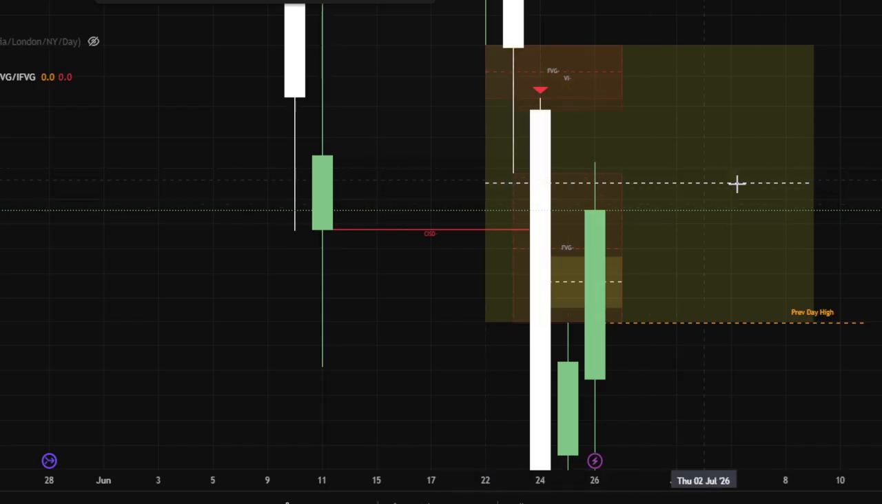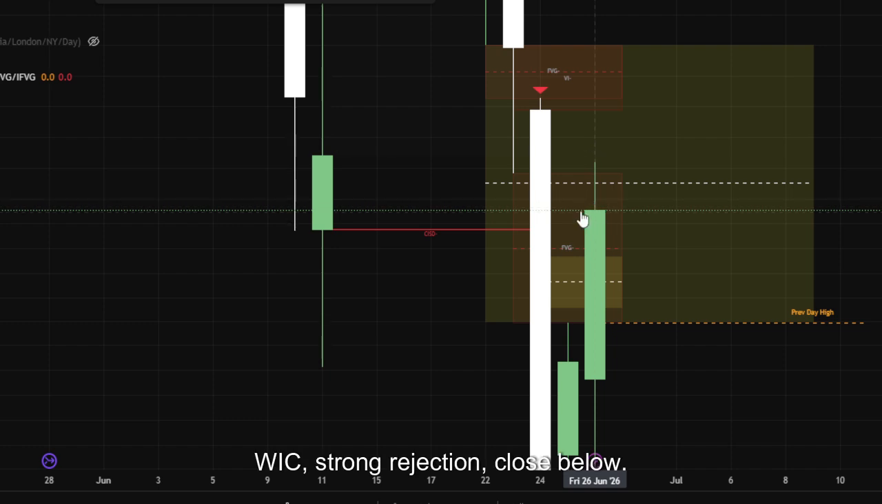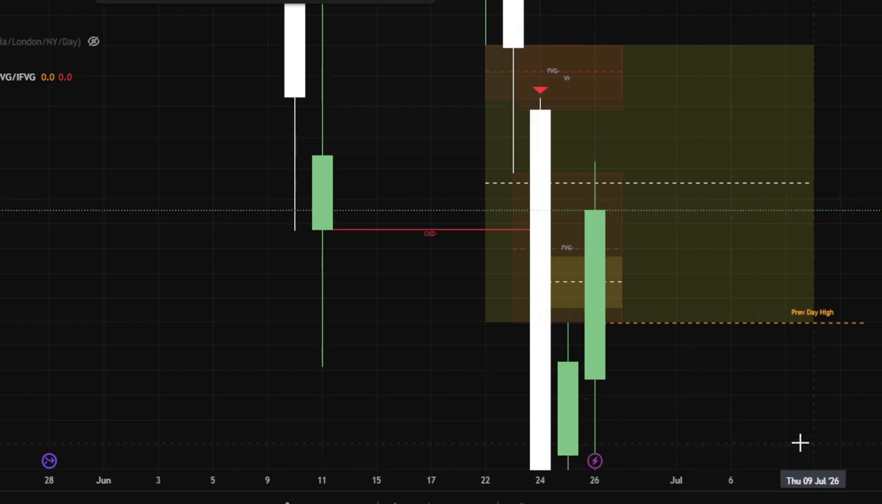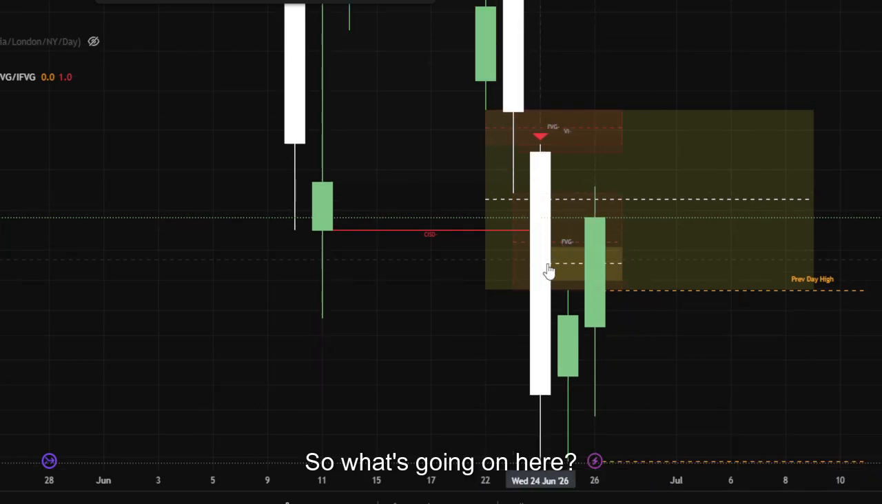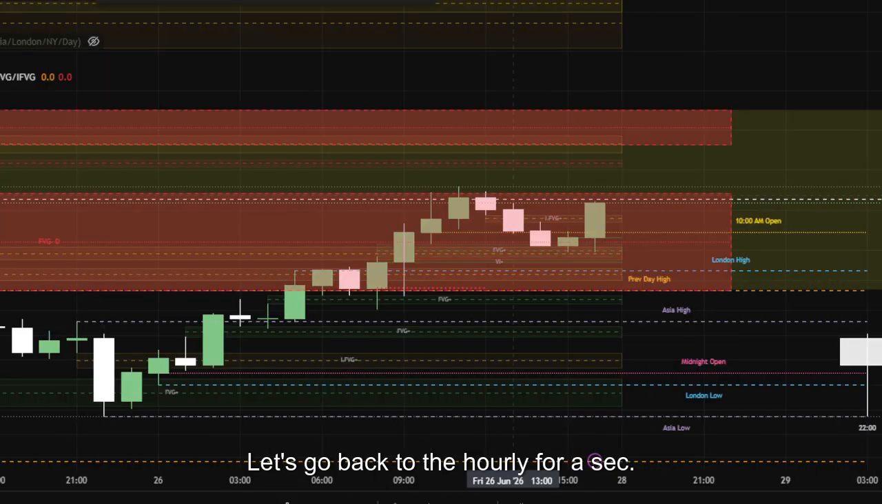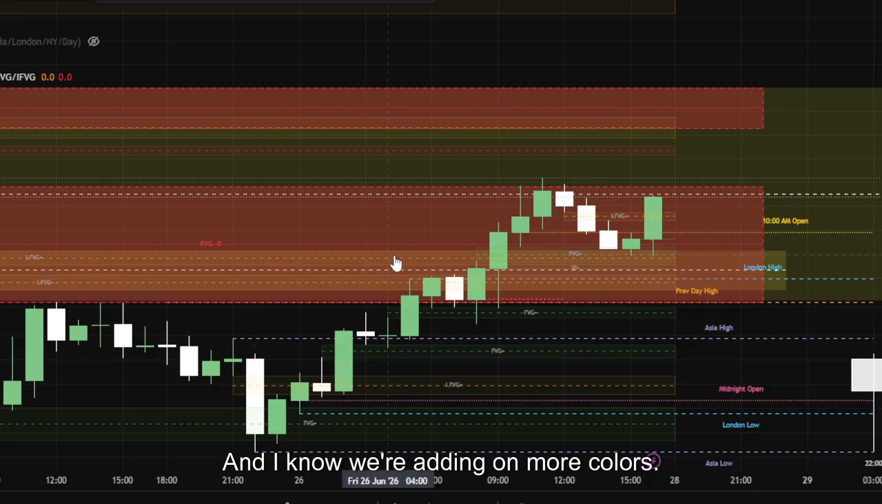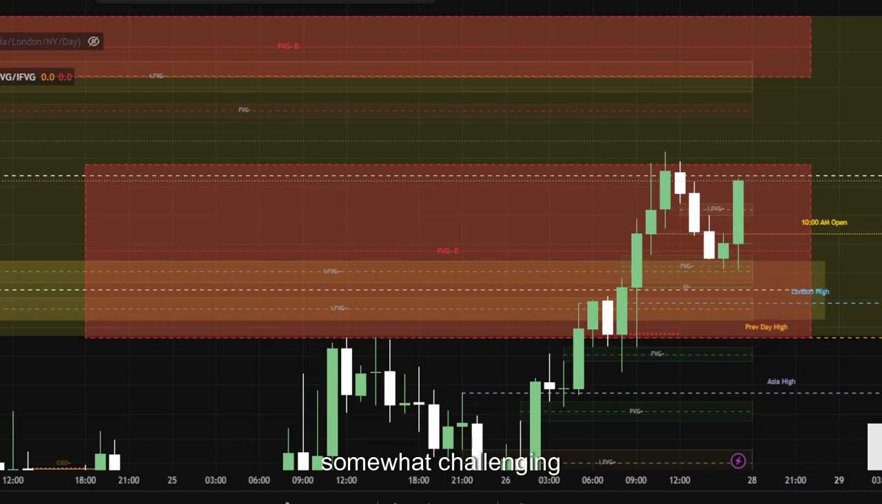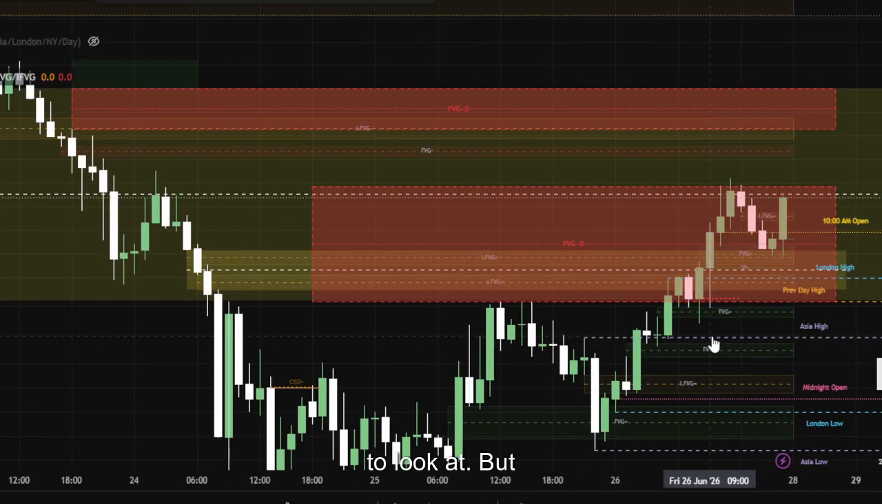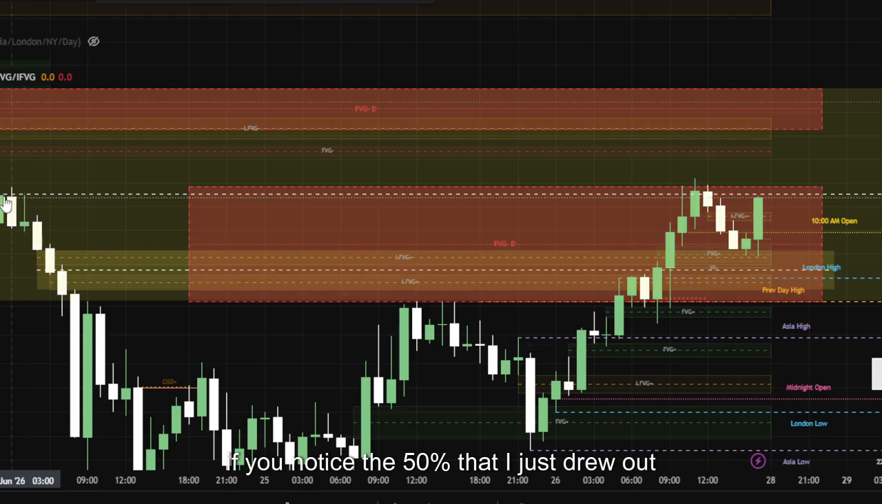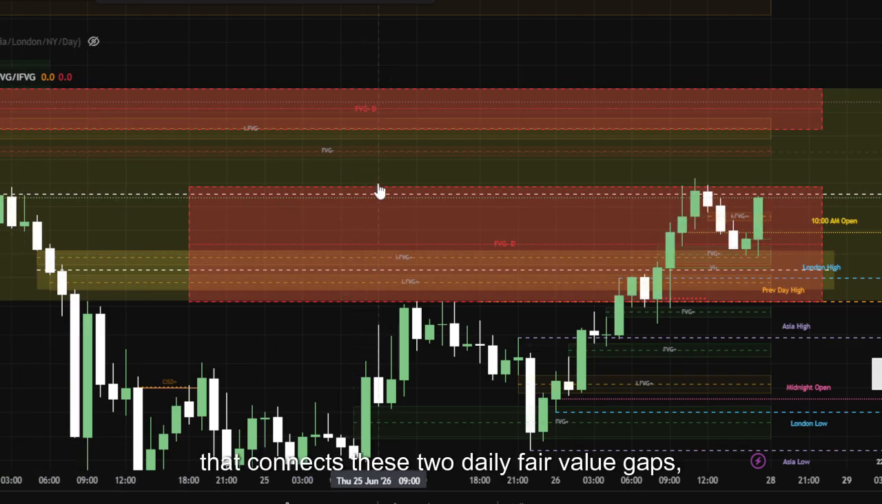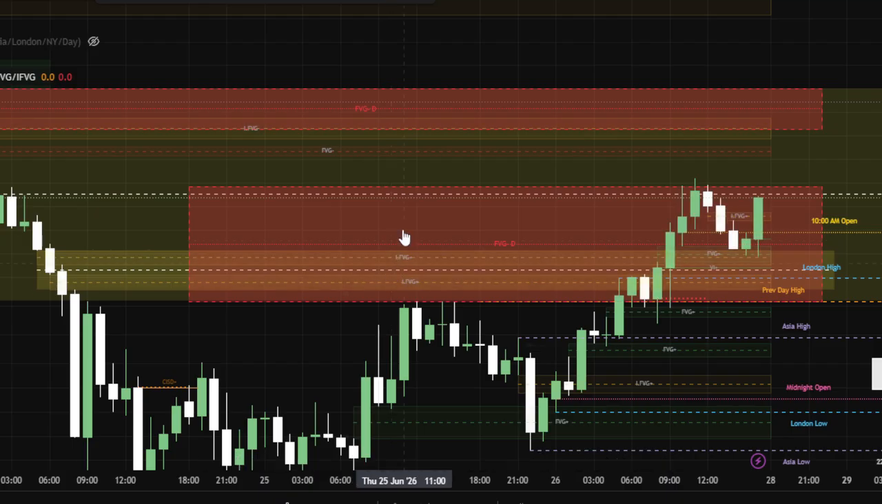Now the 50% is holding. We closed below it. Wick, strong rejection, close below. So what's going on here? Let's go back to the hourly for a sec. And I know we're adding on more colors. This is probably becoming somewhat challenging to look at. But if you notice the 50% that I just drew out, that connects these two daily fair value gaps.